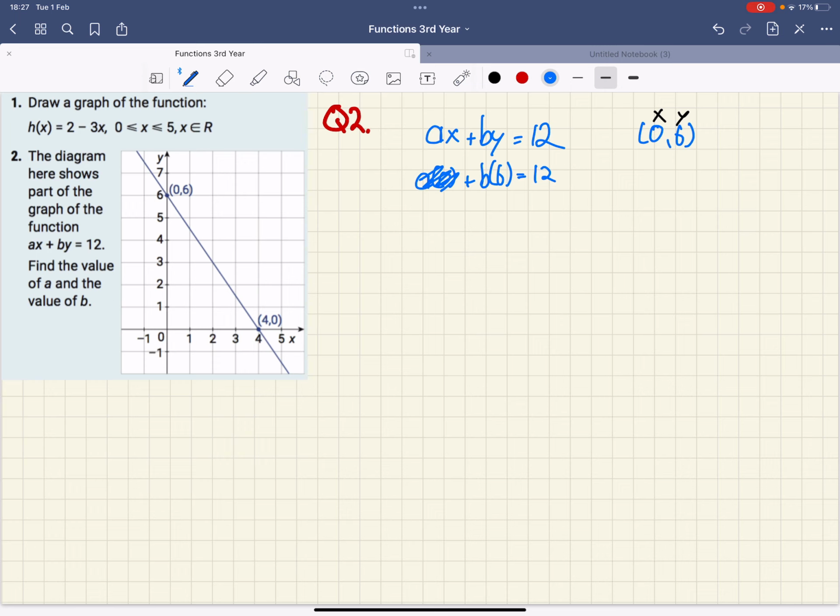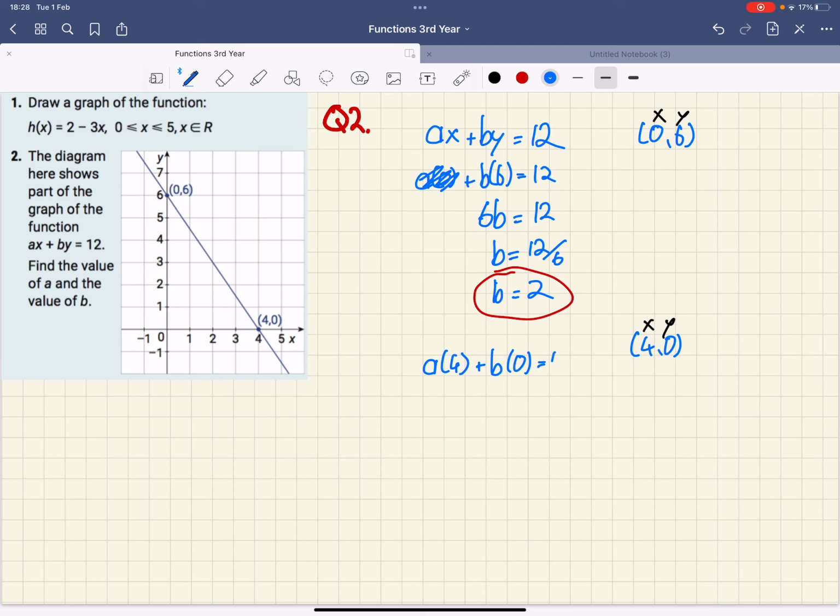That cancels this guy, he's gone. b times 6 is 6b is equal to 12. b is going to equal 12 divided by 6, so b is equal to 2. That's my first answer. Using my other point, we can sub in (4, 0) into the equation. In this case, x is equal to 4 and y is equal to 0. So a times 4 plus b times 0 is equal to 12, which means I get 4a is equal to 12, so a is equal to 3.